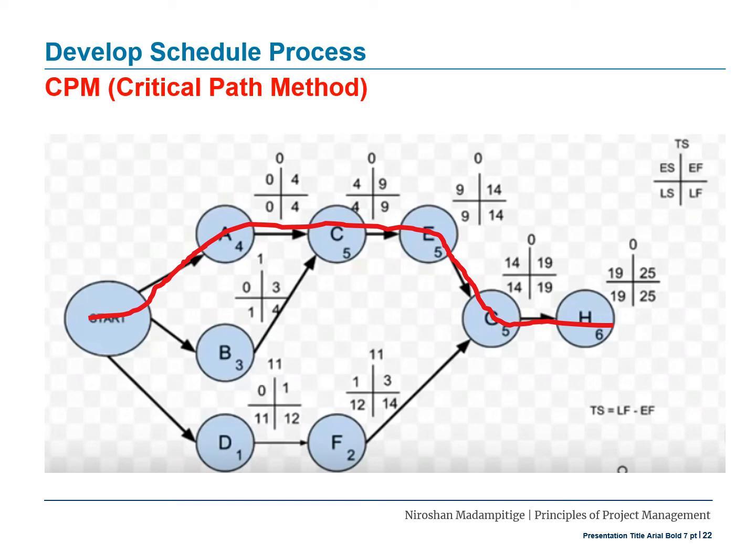So in this case, here is the start. Activity A has zero float, C has zero float, E has zero float, G has zero float, and H has zero float. So when you link up, this becomes your critical path. Hope this is very clear.